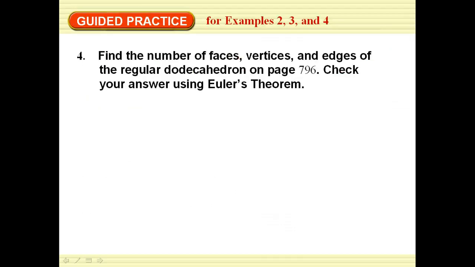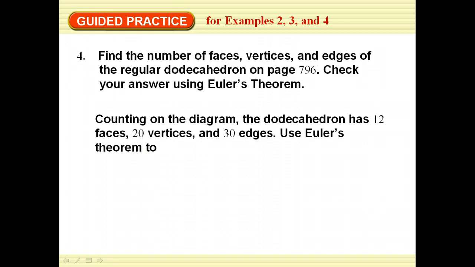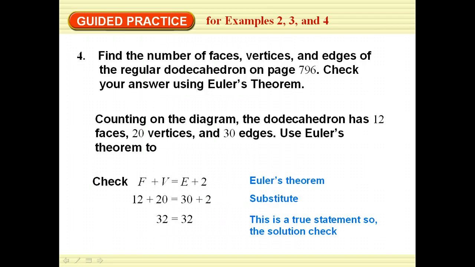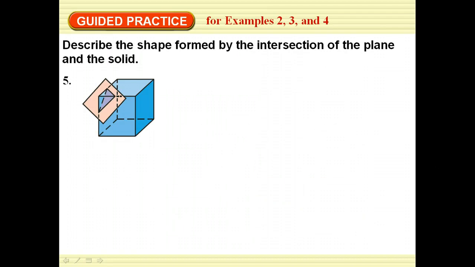Find the number of faces, vertices, and edges of a regular dodecahedron on page 796 and check your answer using Euler's formula. Counting on the diagram, the dodecahedron has 12 faces, 20 vertices, and 30 edges, and 12 plus 20 does equal 30 plus 2, so it works.